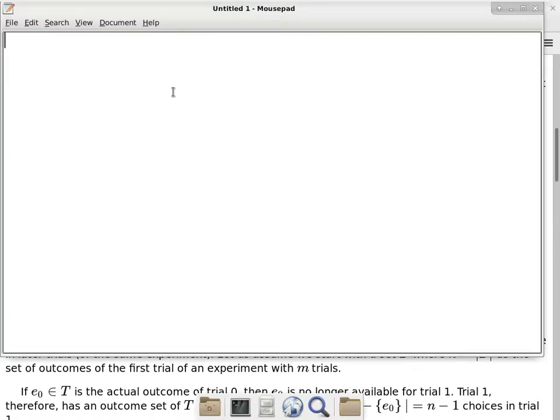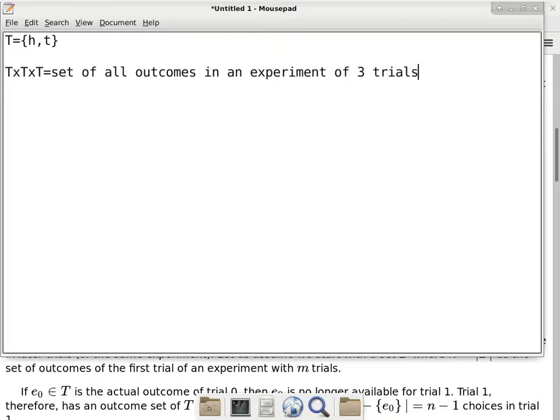In this particular example, we'll just say that each trial has head, tail as the possible outcomes, because we're dealing with coin flips, right? So if you have a series of 5 coin flips, well, 5 is a lot. Let's make it 3. This becomes the set of all outcomes in an experiment of 3 trials, and each trial is a coin flip. Is that making any sense?